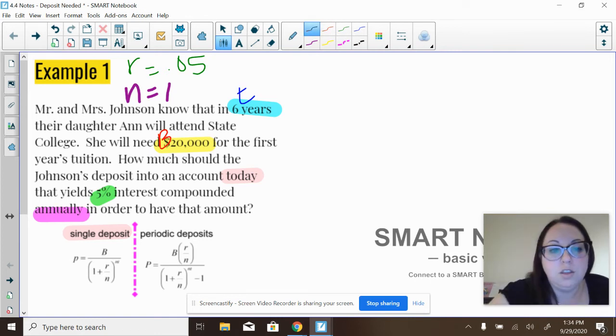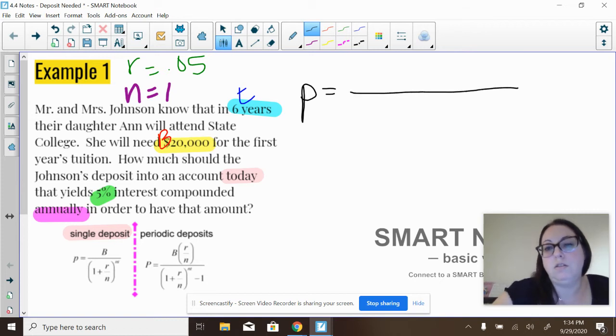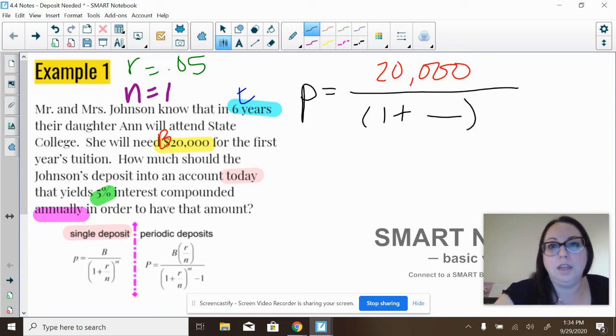So I'm going to plug in to my single deposit formula. It looks like the P principal deposit is going to equal this nice little fraction. On the top, we are going to plug in our $20,000 balance that we want to have at the end of 6 years. And in the denominator, we are going to plug in 1 plus r over n to the nt. And so my r value, I already worked that out to be 0.05. My n value is just a 1 here. And the exponent on that is going to be a 1 times 6.